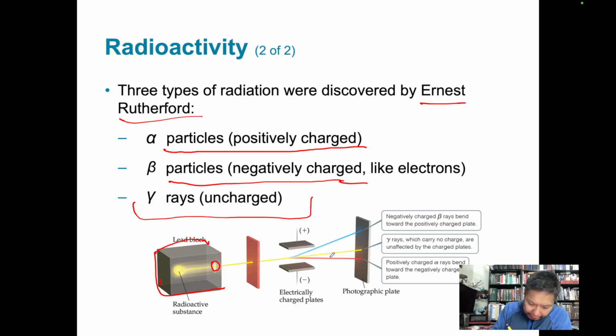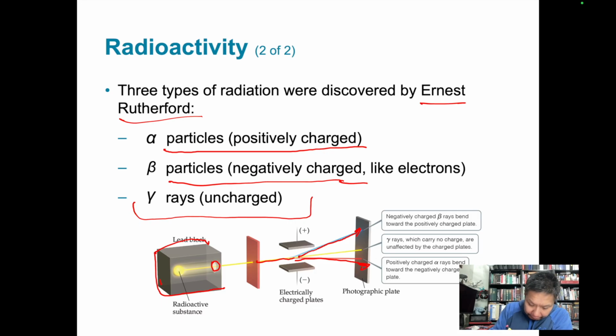The radiation came out, and then he had two charged plates, and then he noticed that alpha particles, or let me start with beta particles, when they came through the charged plates, they were actually attracted to the positive plate. And then alpha particles were attracted to the negative plate, right? And so from that he deduced that alpha particles are positive and beta particles are negative because opposites attract.